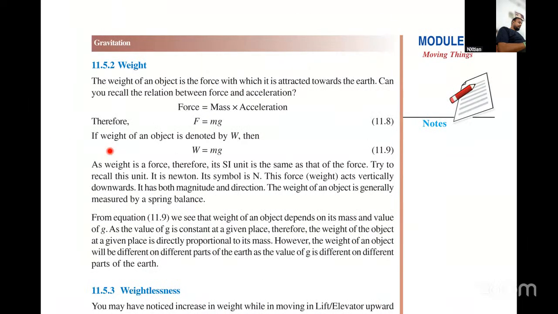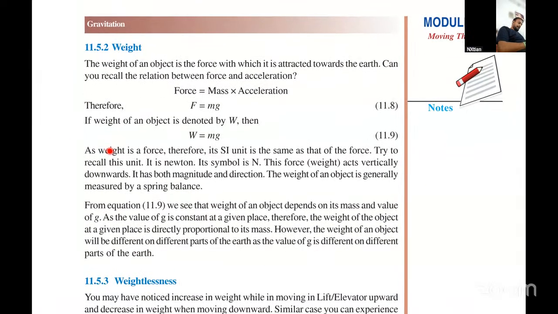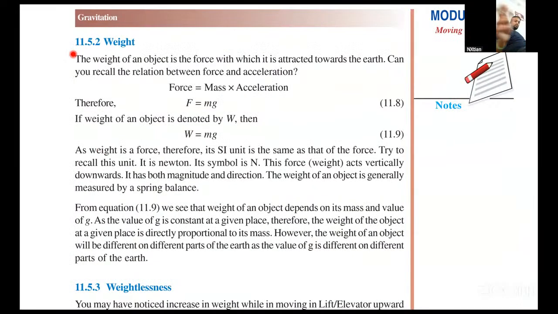Now I will ask Ira to read this, please. The weight of an object is the force with which it is attracted towards the earth. Can you recall the relation between force and acceleration? Force equals mass into acceleration, F = ma. If weight of an object is denoted by W, then W = mg. As weight is a force, its SI unit is the same as that of force. Try to recall this unit. It is Newton, its symbol is N.